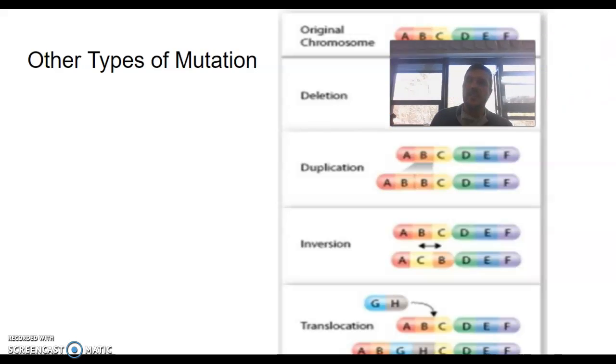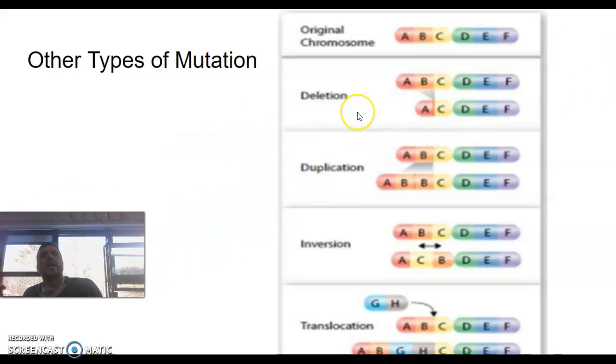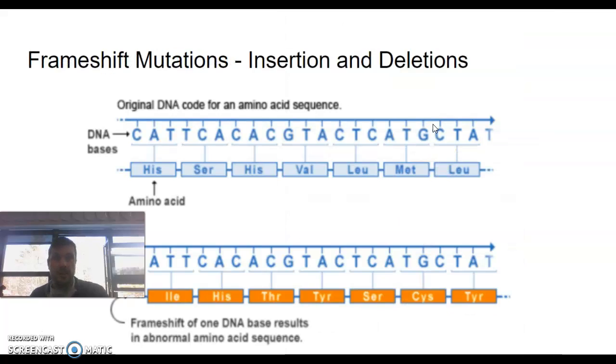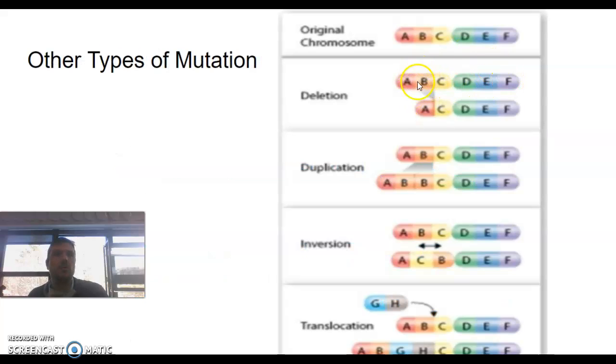Then we've got some other types of mutations. And these are all chromosomal. So here we've got a whole chromosome with sections A, B, C, D, E, and F, and you could assume that there's hundreds of genes contained within each of these. The first thing that you could do is you could just delete an entire portion of a chromosome. This is different than the deletion we were talking about here. Here we're talking about bases. Here we're talking about a whole section of a chromosome. That's a huge difference.